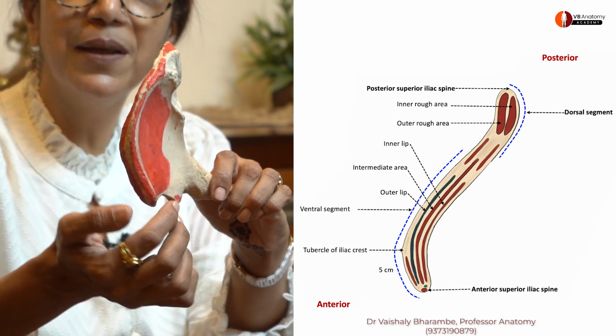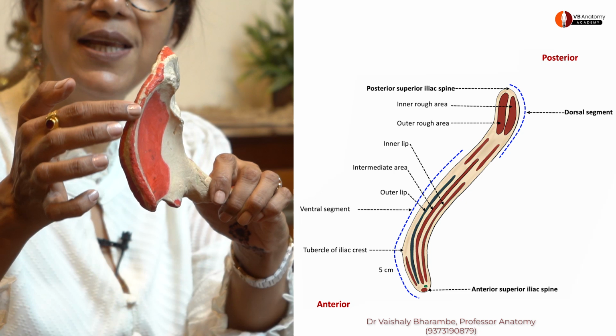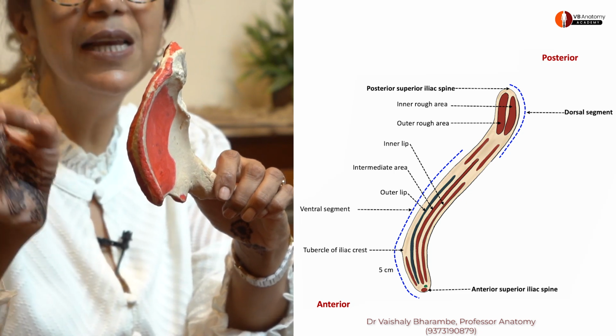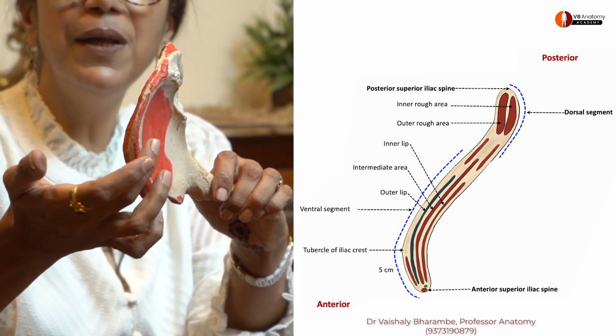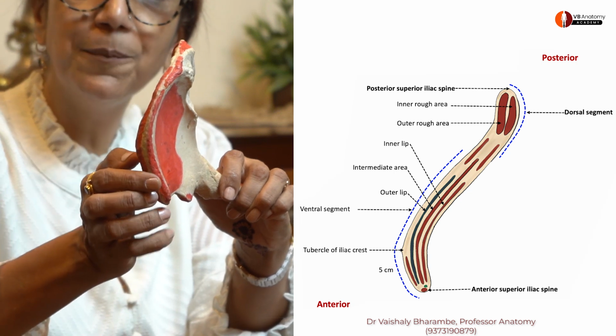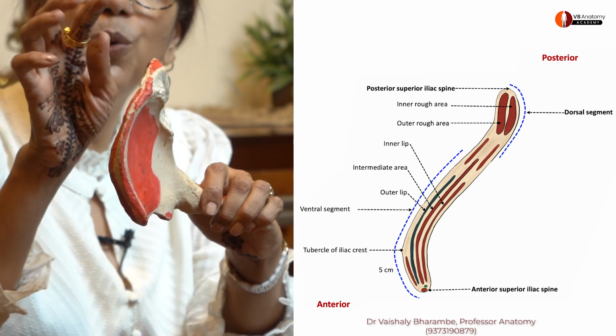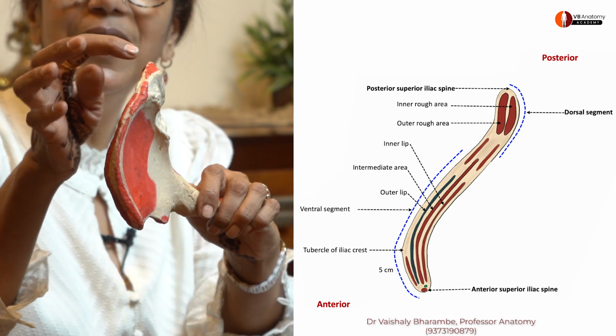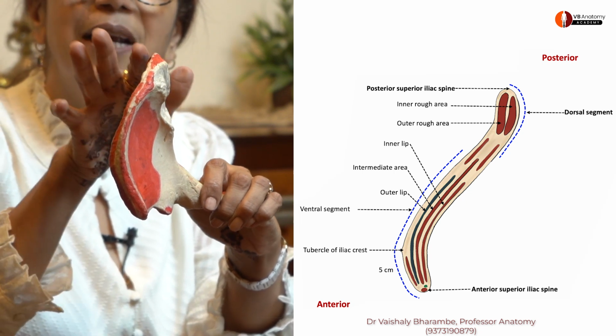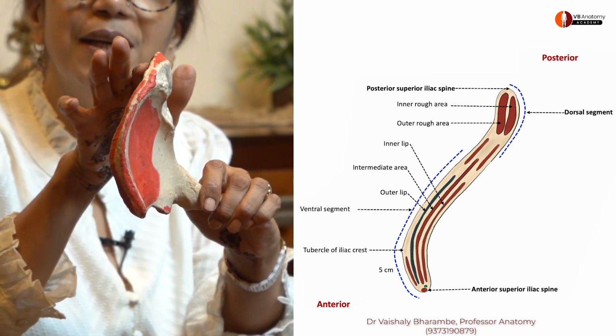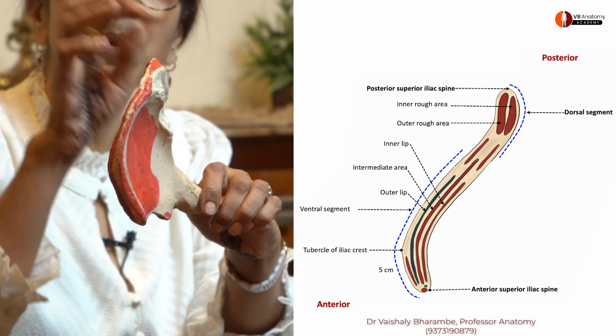The ventral 2/3 has an outer rough edge called the outer lip and inner rough edge called the inner lip. And in between the two, the area here is called the intermediate area. Outer lip, inner lip, intermediate area. The dorsal segment, if you look carefully and run your hand on it, it has got a sharp edge above and it has got an outer rough area and an inner rough area. Palpate all this.